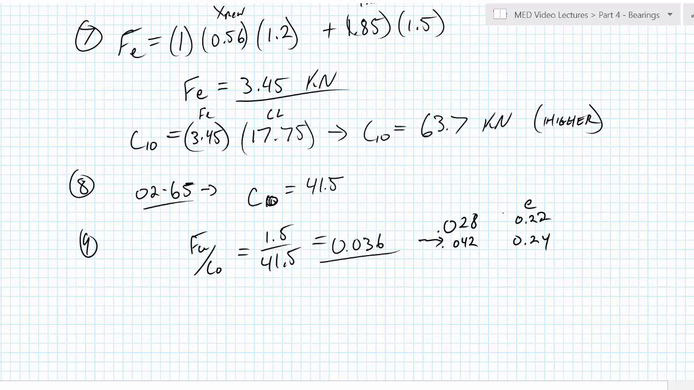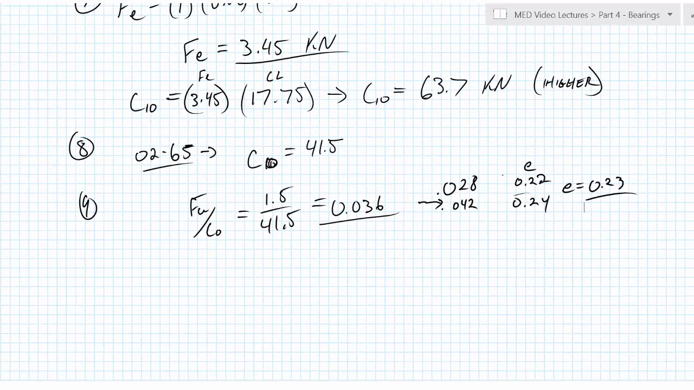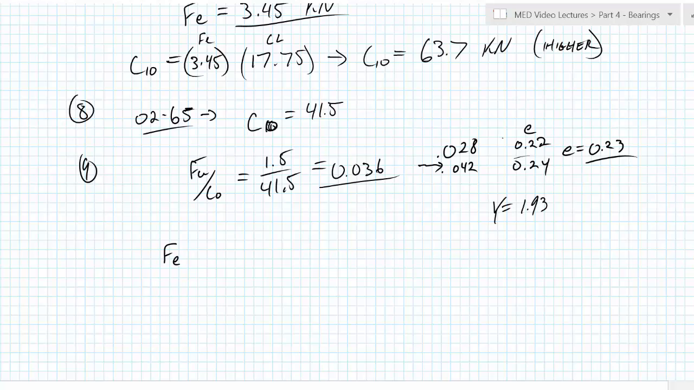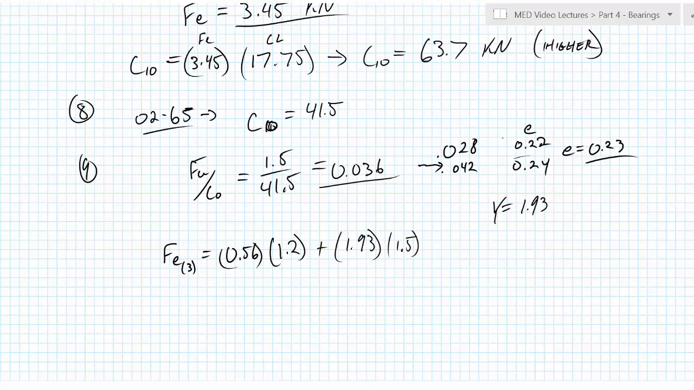And since these values are pretty small steps between there, let's go with an e value of 0.23. Notice that this is still smaller than our 1.25, so we're still going to be looking in the X2 and Y2 catalog, and we can literally interpolate between those two as well. So our Y value, if we go halfway between the two values, ends up being 1.93. So finally, this would be our third iteration of this equivalent force. We've got 0.56 times 1 times our radial load of 1.2 plus now our 1.93 times 1.5, and now our equivalent force is 3.567.